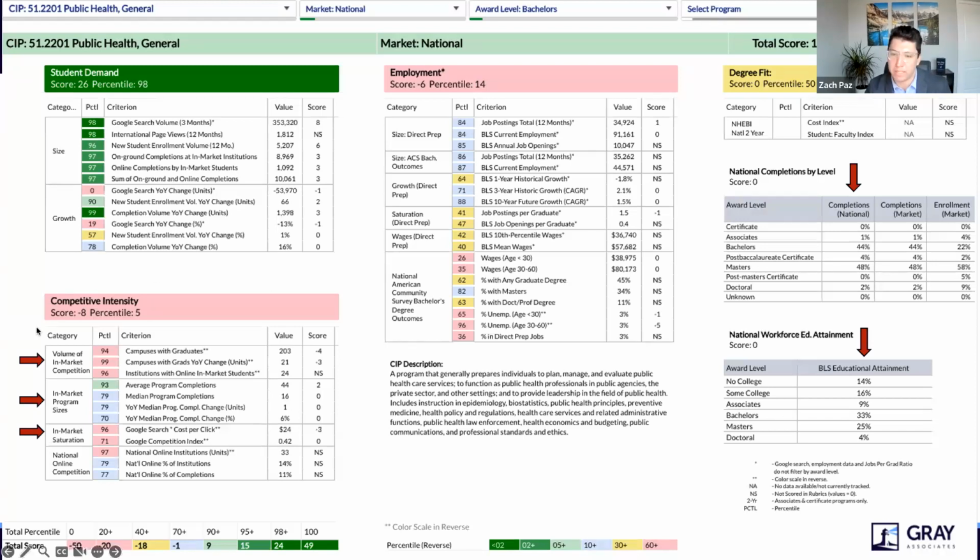Some other important pieces of information here I didn't mention is the competitive intensity section. So if you're considering launching this program brand new for your institution at the bachelor's level, it'd be good to understand that there's 203 other programs nationally, and about 24 of those have an online program. The average program size for those programs is around 44 graduates, which is pretty large. I'd say that's in the 93rd percentile compared to all other programs. But the median is 16, so there's a lot of large institutions that are bringing up that average.